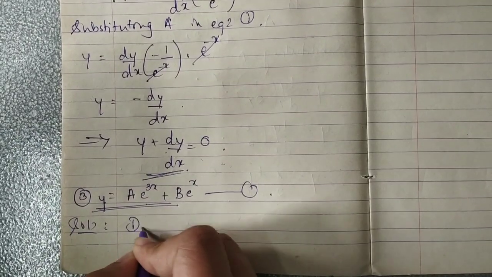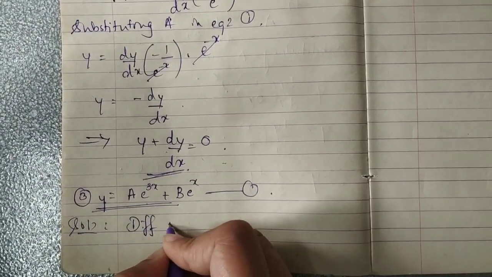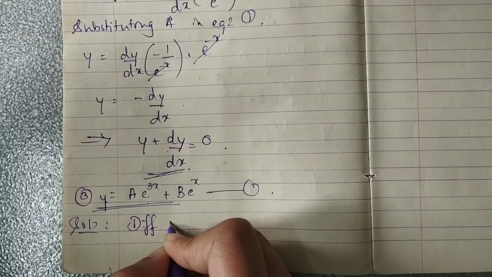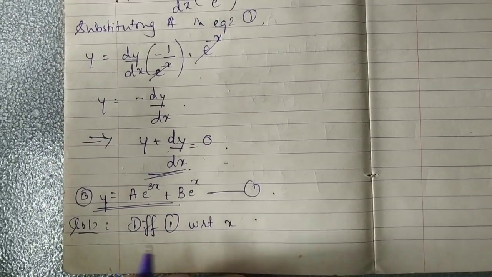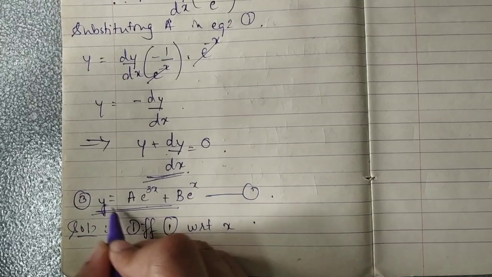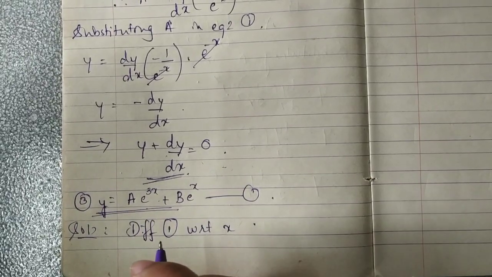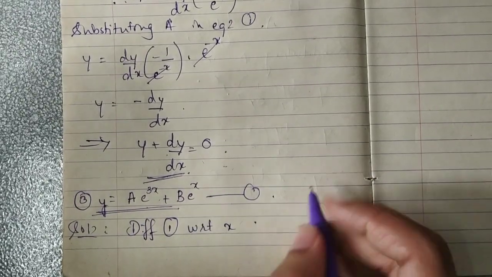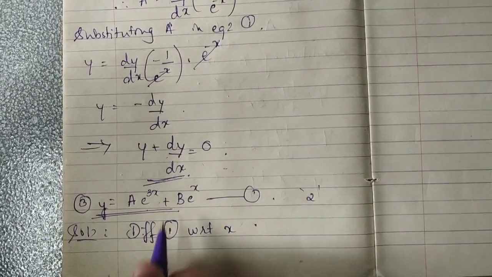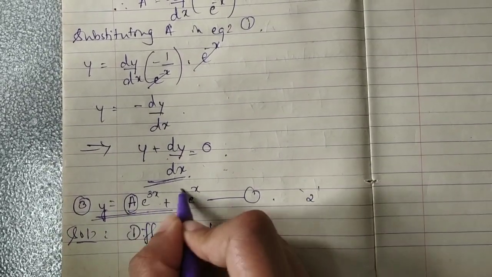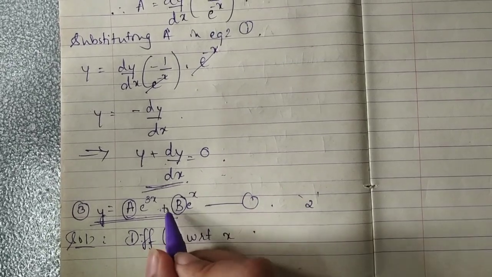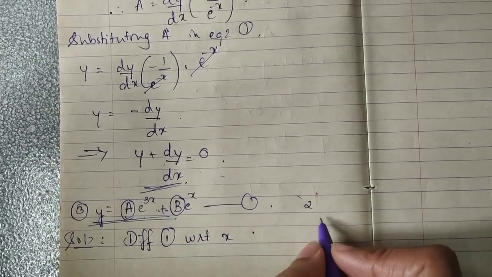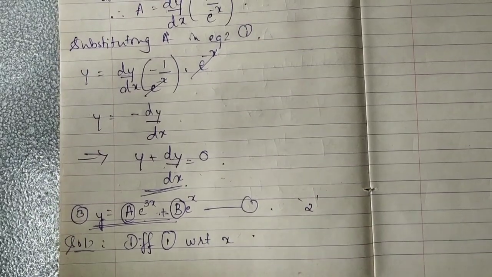First we need to differentiate, right? Differentiate equation 1 with respect to x. But note that this equation contains how many arbitrary constants? 2 arbitrary constants, right? Which are A and B. 2 arbitrary constants are there. Therefore, we need to differentiate this with respect to x. How many times? 2 times.